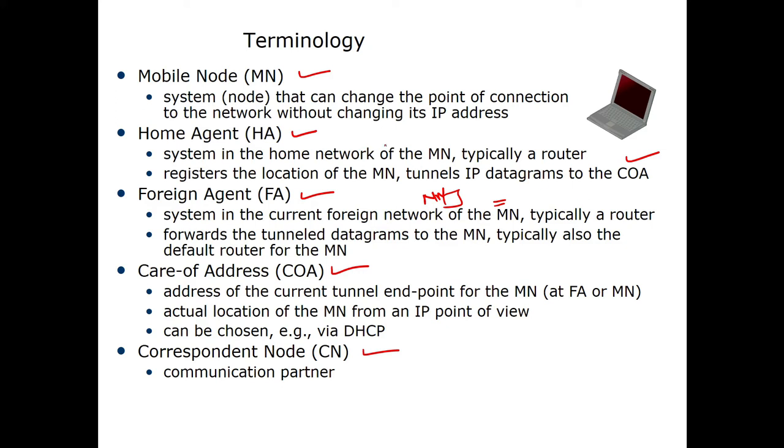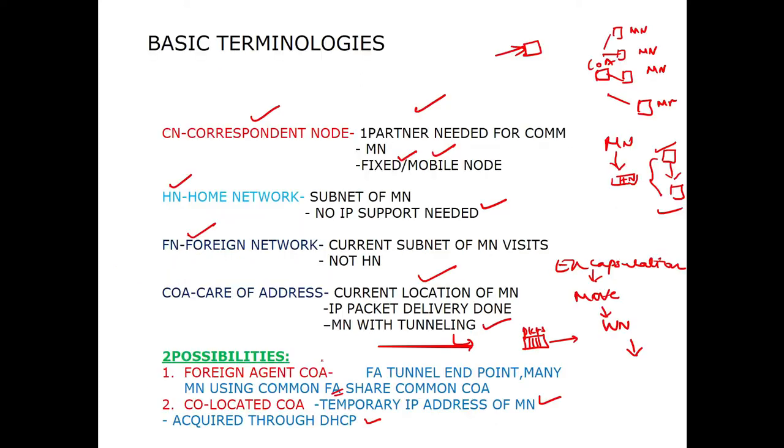Foreign agent is a system in the foreign network of the mobile node, typically a router, which forwards the tunneled datagrams to the mobile node, and is typically also the default router for the mobile node. And care of address, as we have already seen, is the address of the current endpoint for the mobile terminal at the foreign agent or mobile node. So it is the actual location of the mobile node from the IP point of view, and this can also be chosen via the dynamic host configuration protocol. For communication, at least one communication partner needs to be present in the network.